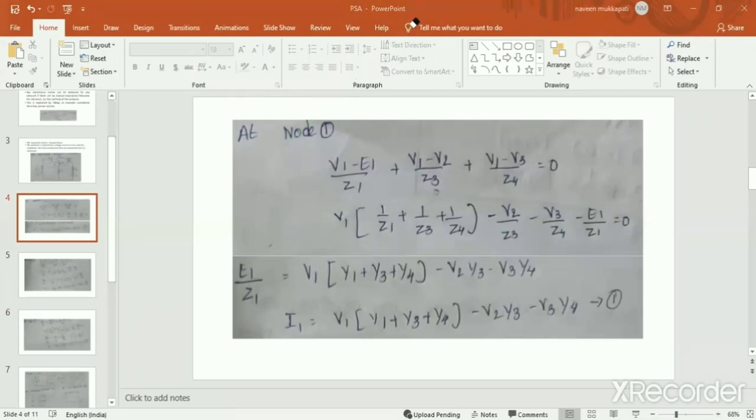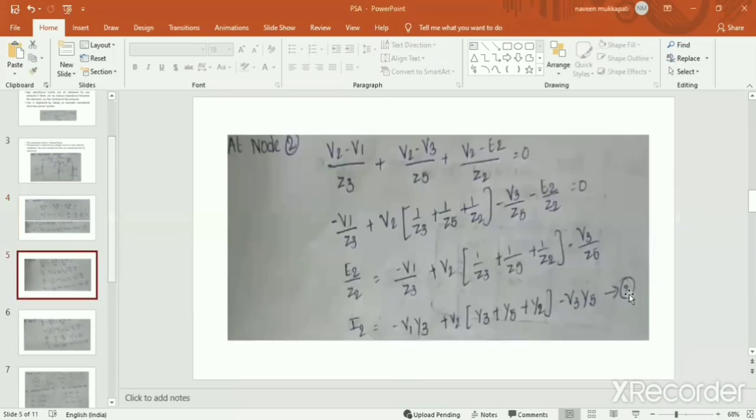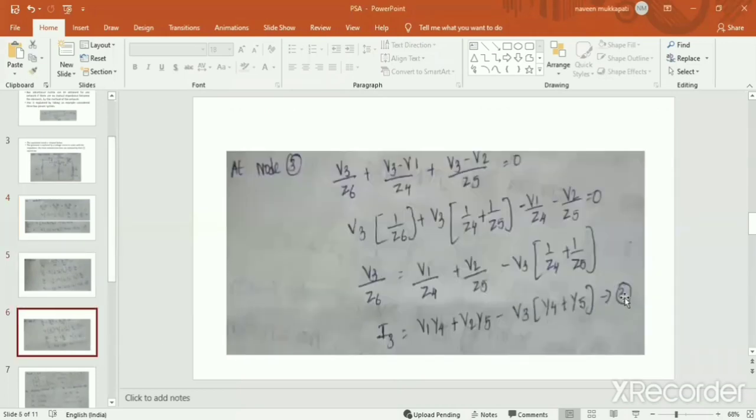Okay, these are the three equations. That is I1. This is the I2 equation, that is equation number 2. Next, this is the I3 equation, that is equation number 3.